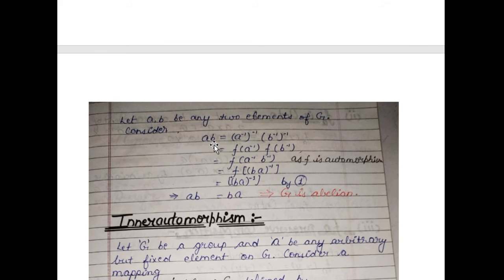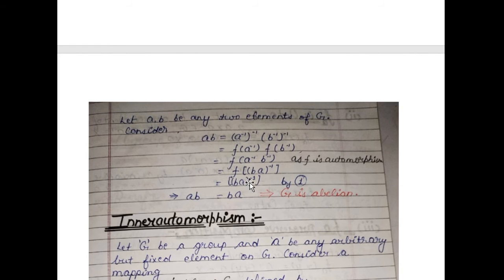So AB is equal to, you can write AB as (A inverse) inverse and (B inverse) inverse without any problem. And you know A inverse is F of A. So (A inverse) inverse will be F of A inverse, and (B inverse) inverse will be F of B inverse. So as this mapping preserves composition, we have F of AB is equal to F of A into F of B. So F of A inverse into F of B inverse will be equal to F of (A inverse B inverse). So this is F of (A inverse B inverse), and now we use the reversal law, which says A inverse B inverse equal to (BA) whole inverse. So this will be F of (BA) whole inverse.